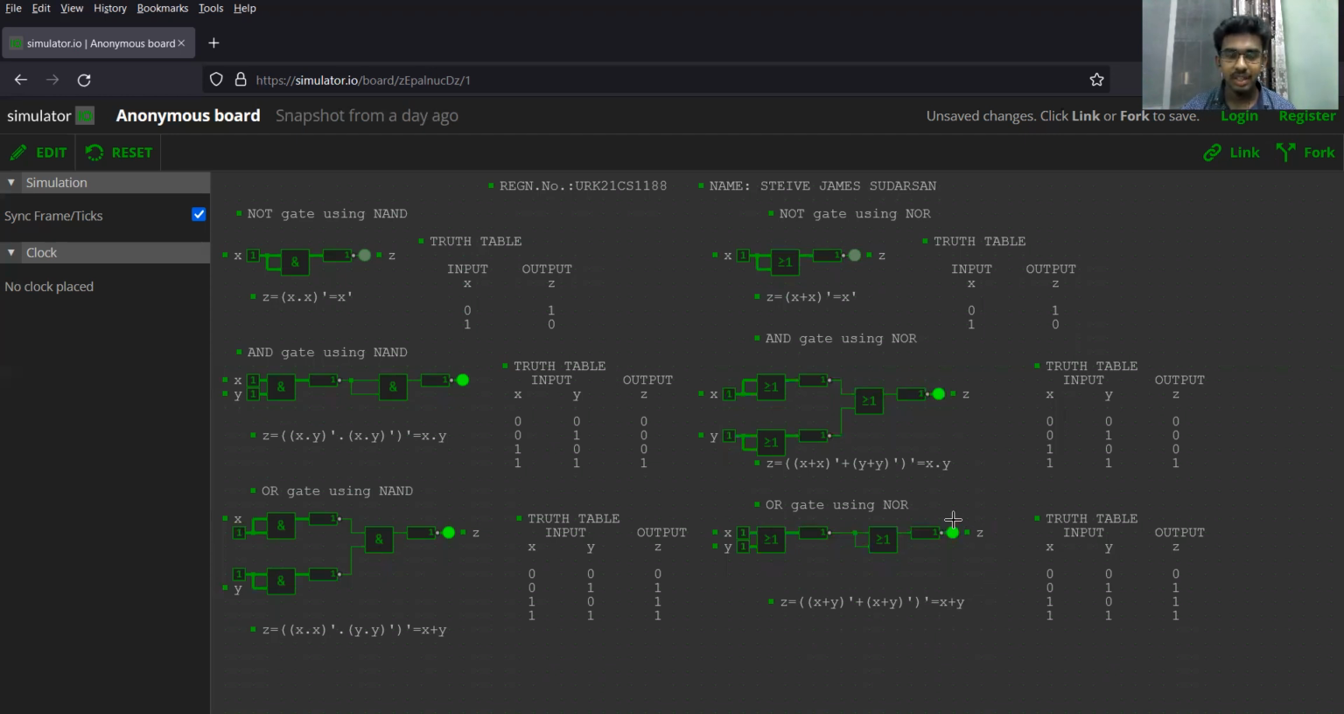Here we have verified all the logic gates using the universal gates: the NOT gate using NAND and using NOR, the AND gate using NAND and using NOR, and the OR gate using NAND and using NOR, all verified with their respective truth table values. I conclude by saying that it is verified with the truth table, and the logic gates are represented by the universal gates.